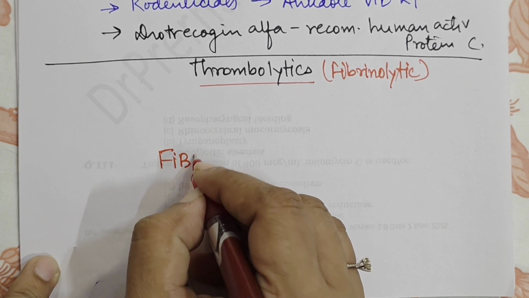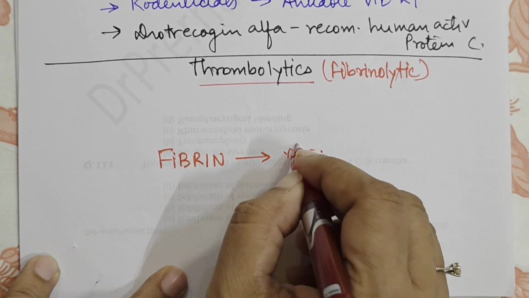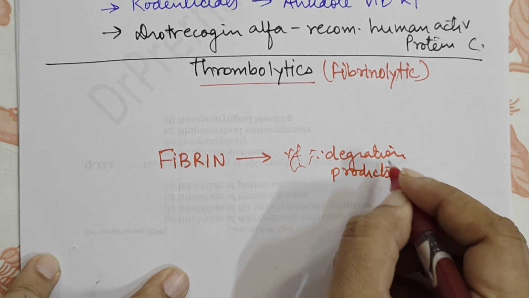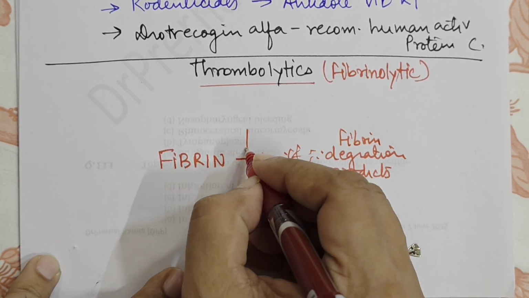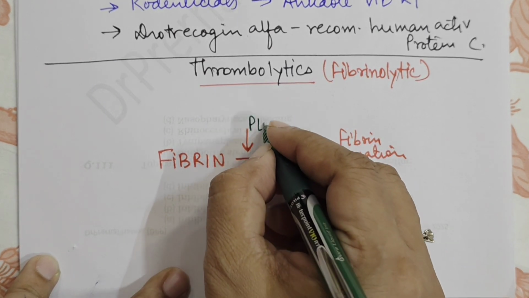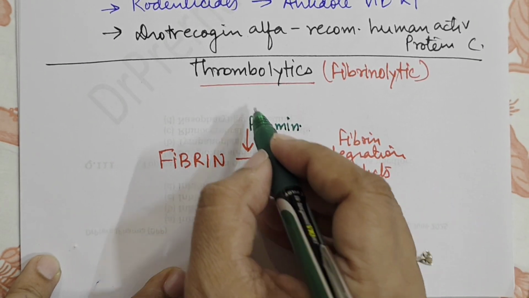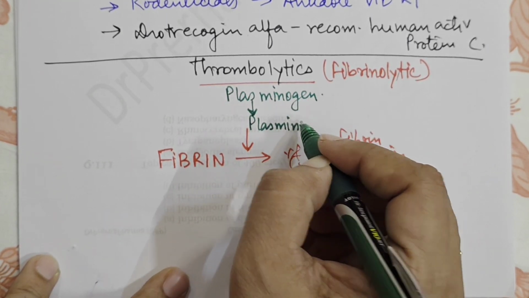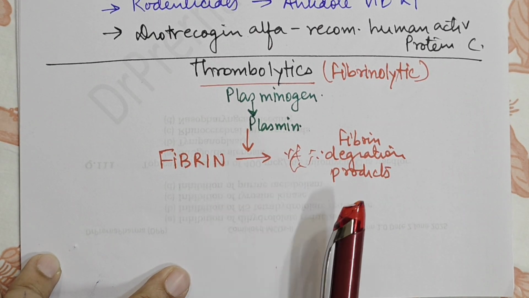So suppose there is fibrin and this fibrin is broken down into fibrin degradation products. How is it broken down? It is broken down by a substance which is called plasmin. And where did this plasmin come from? This plasmin came from plasminogen. This is the plasminogen. It gets activated to plasmin and then this plasmin breaks fibrin into fibrin degradation products.